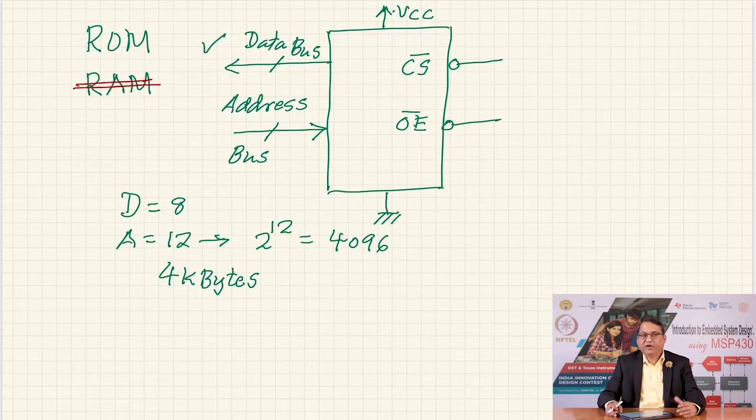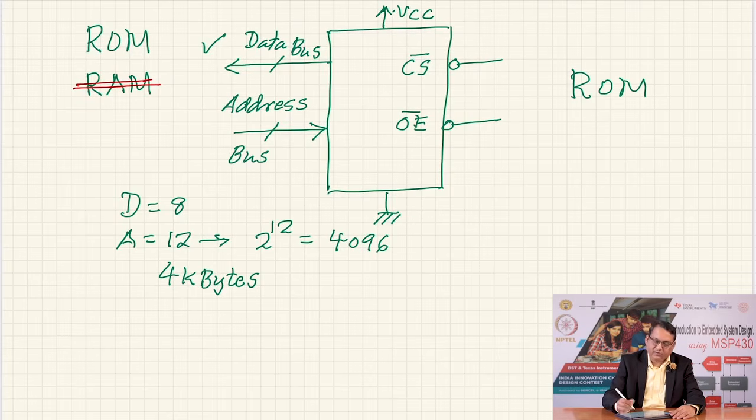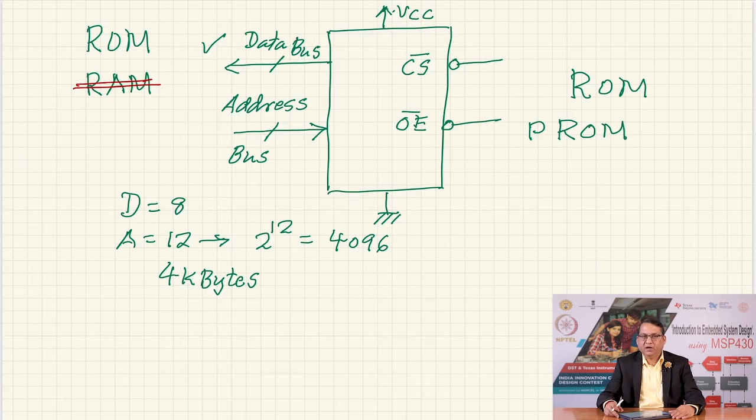There are many varieties of ROM. The first one is ROM itself, meaning you get a manufacturer to provide this chip which is pre-stored at the factory level with the contents that you want. Then there is a type of device called PROM, meaning programmable read-only memory. You get a blank chip and using a special programmer you load your required contents into this device, but thereafter you cannot reuse it.